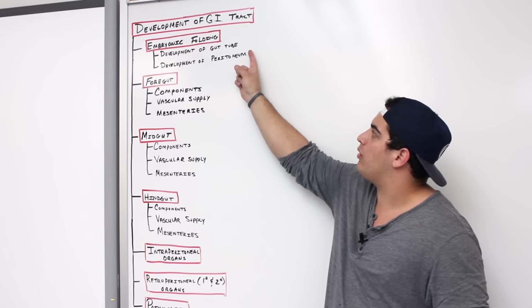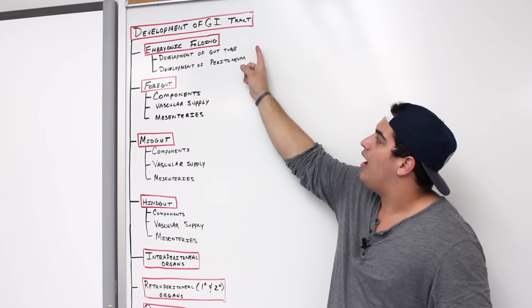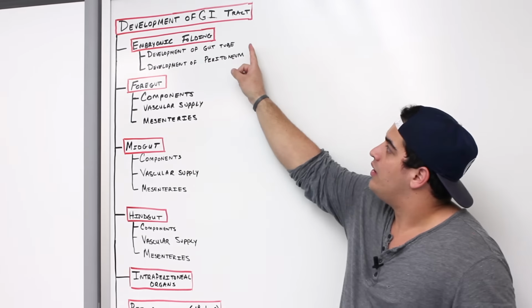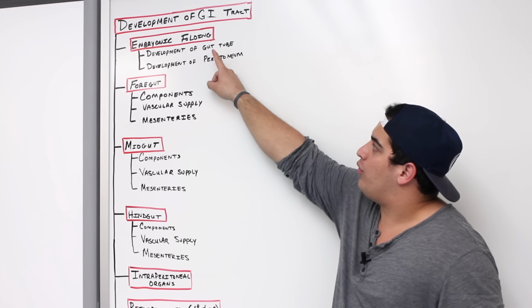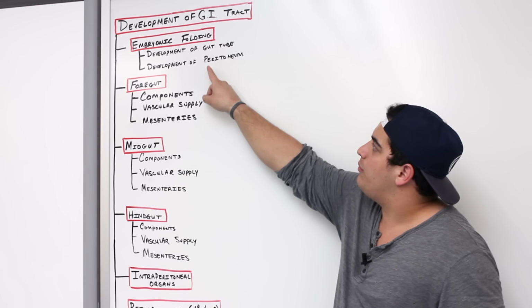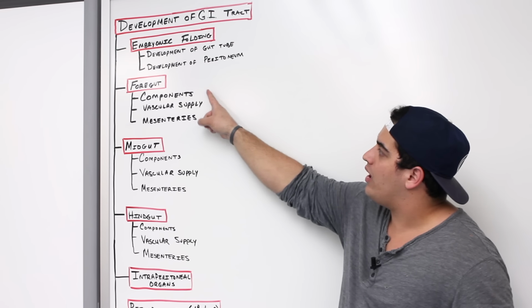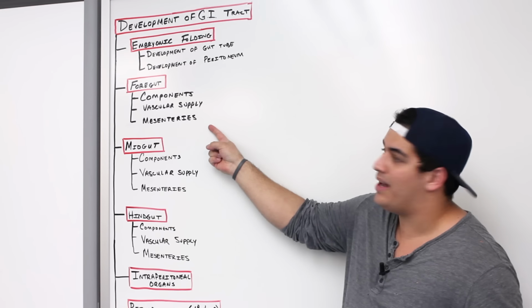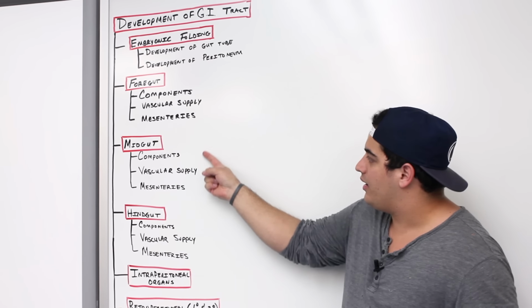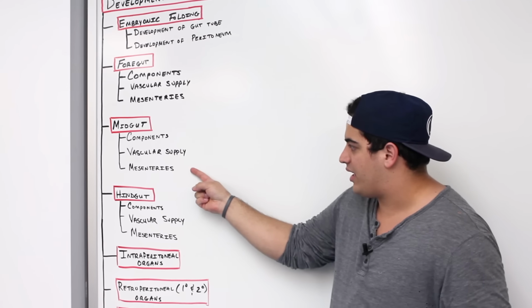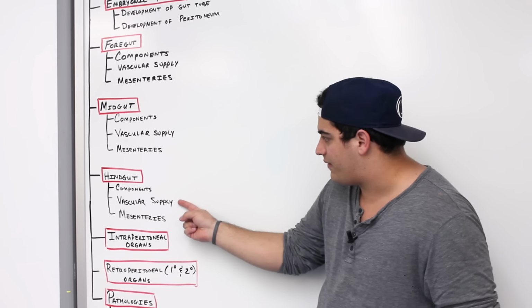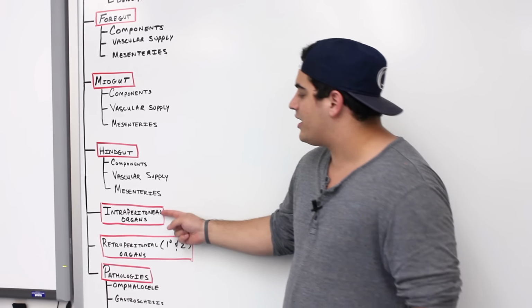Okay, this is really important because this is going to tell us the development of the gastrointestinal tract. So we'll start off here with the embryonic folding and talk about the development of the gut tube, the development of the peritoneum. Then after that, we'll talk about the development of the foregut, its components, vascular supply, and mesenteries. The midgut, its components, vascular supply, and mesenteries. Hindgut, its components, vascular supply, and mesenteries.